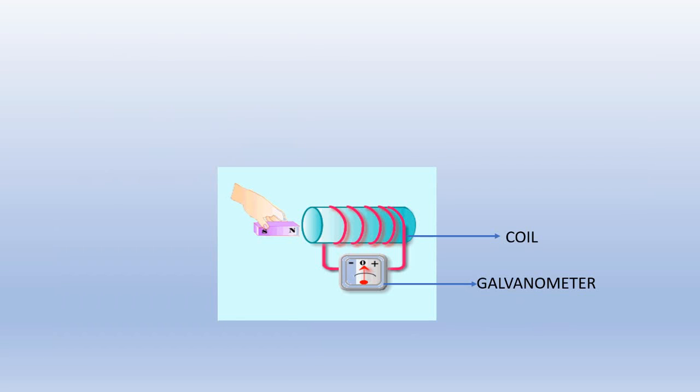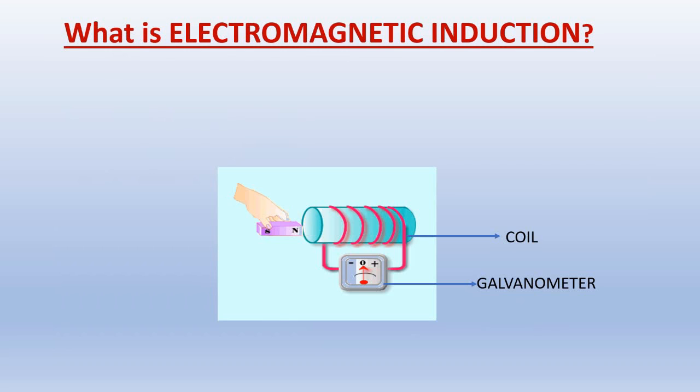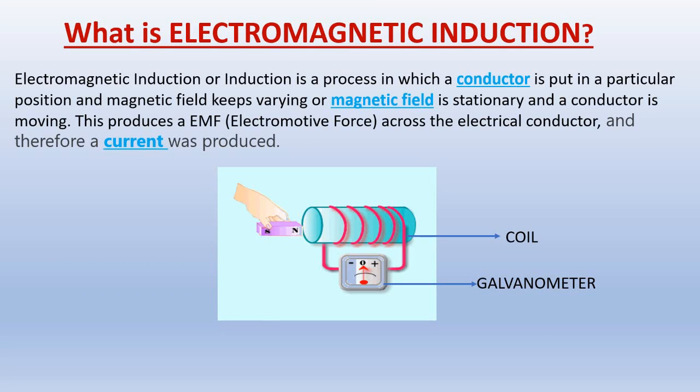Before moving on with the generator, let us understand how the current is induced. That is, what is electromagnetic induction? Electromagnetic induction is a process in which a conductor is put in a particular position and the magnetic field keeps varying, or the magnetic field is stationary and the conductor is moving. Either of these things, that is, the magnet or the conductor, is moving. So when this is the case, an EMF, that is electromotive force, is produced across the electrical conductor, and due to this electromotive force a current is produced.